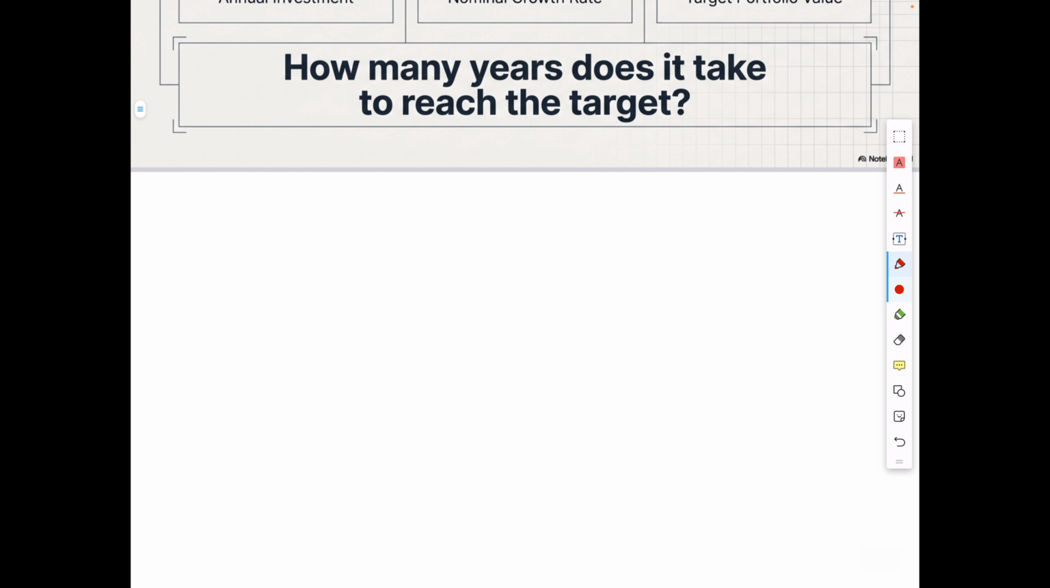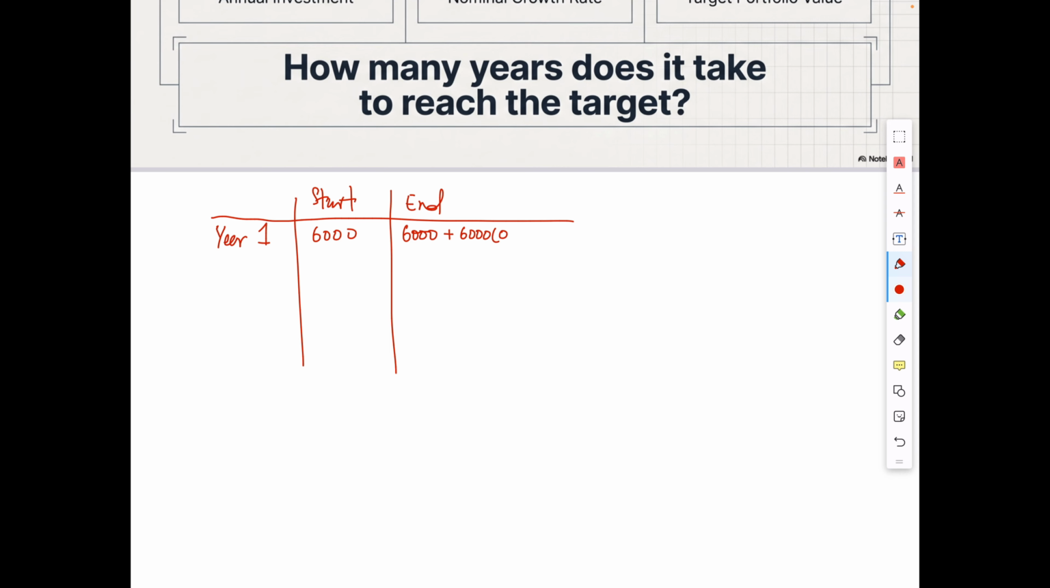First of all, we understand the model first. So I start with 6,000 at year number 1. At the end of the year, I will have 6,000 plus the interest or returns of 4%. So I get 6,000 times 1.04.